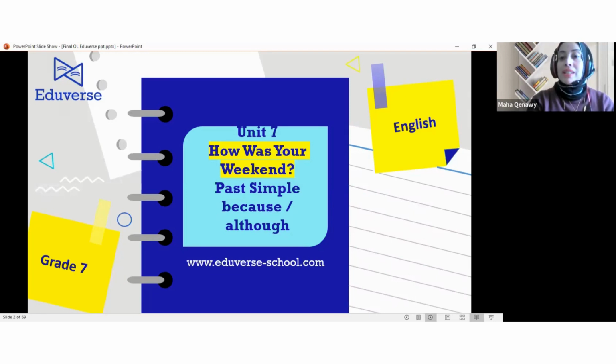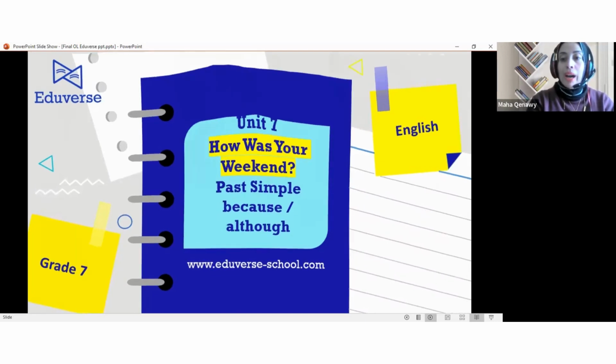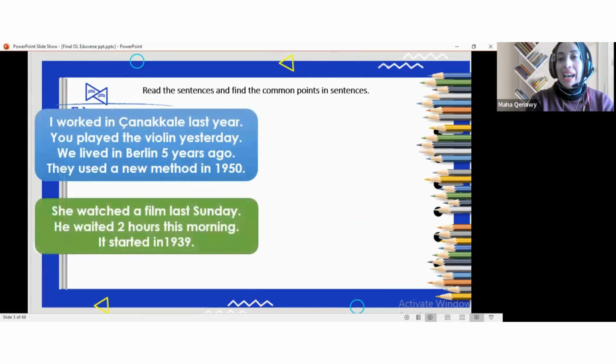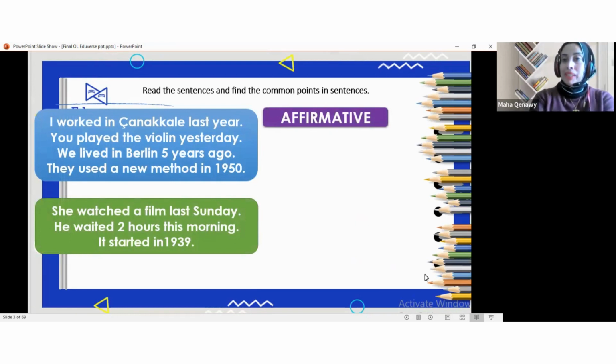It's the past simple. We all know what it means. The past simple tense is an action which already happened in the past and is no more happening now. For example, when I say, you played the violin, when? Today? Tomorrow? No, it was yesterday. It was 5 years ago, in 1990, last week, last month.